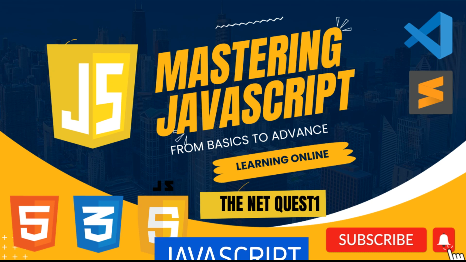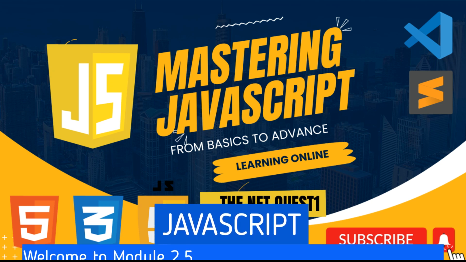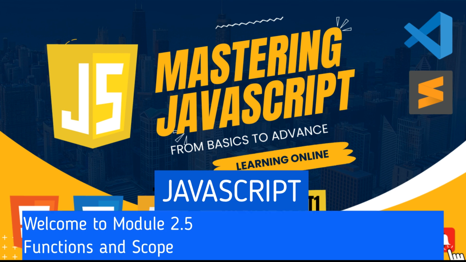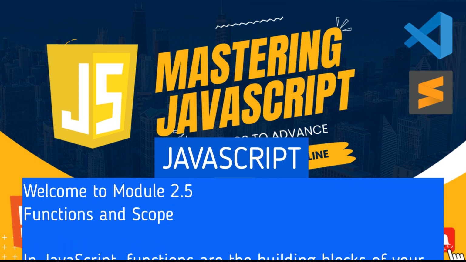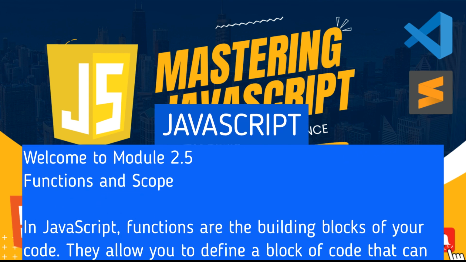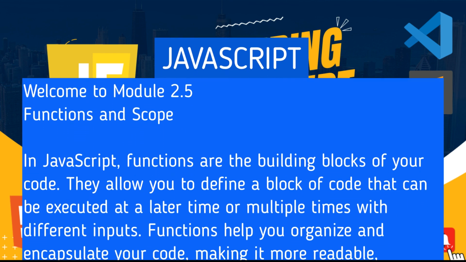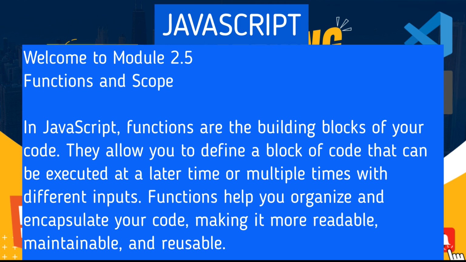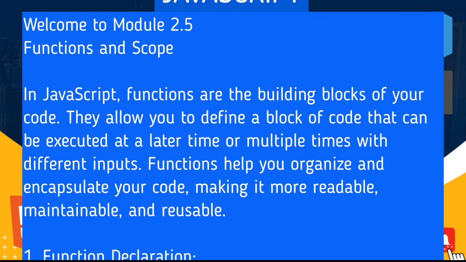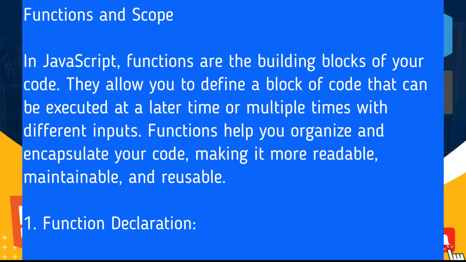Welcome to Module 2.5, Functions and Scope, in JavaScript. Functions are the building blocks of your code. They allow you to define a block of code that can be executed at a later time or multiple times, with different inputs. Functions help you organize and encapsulate your code, making it more readable, maintainable, and reusable.